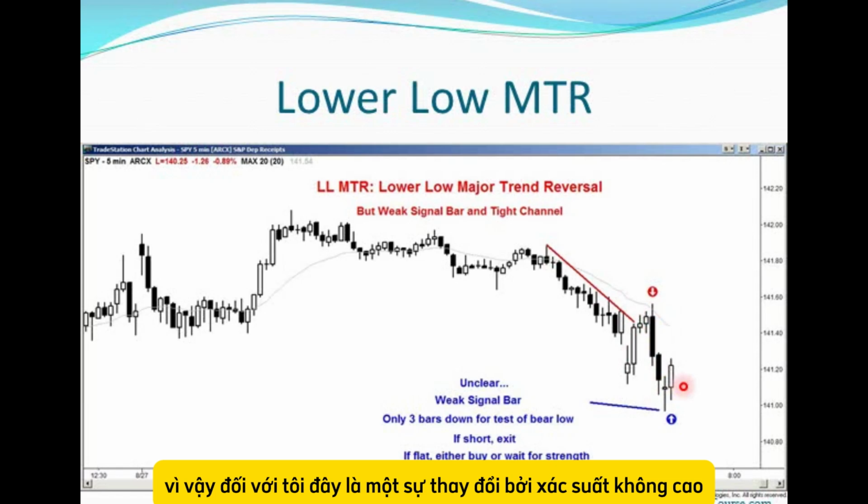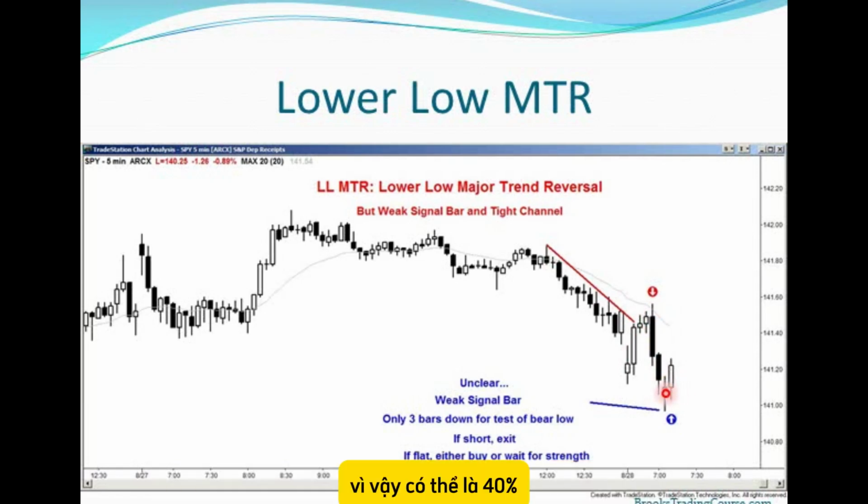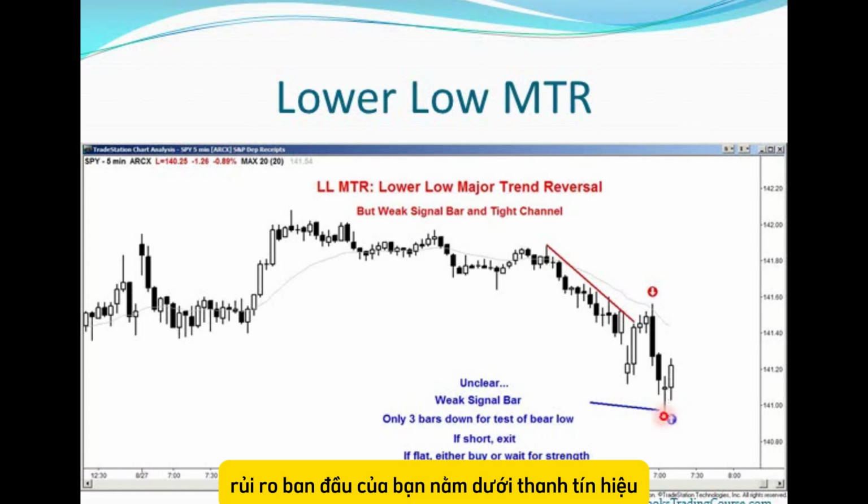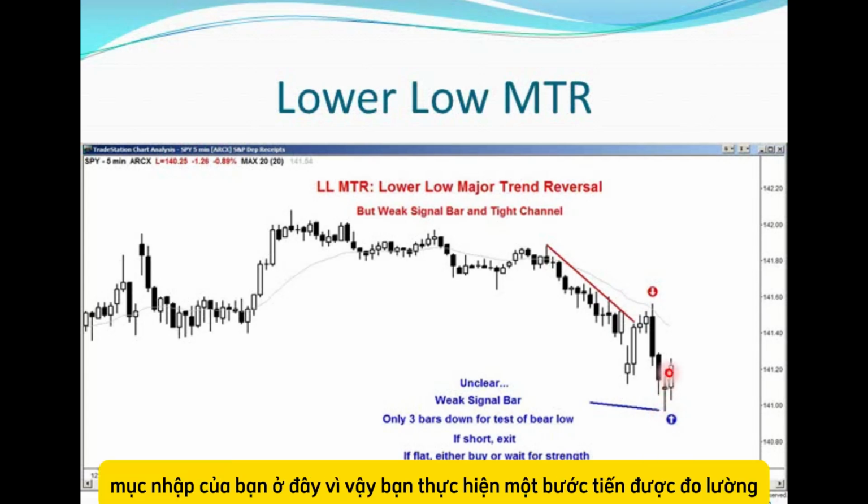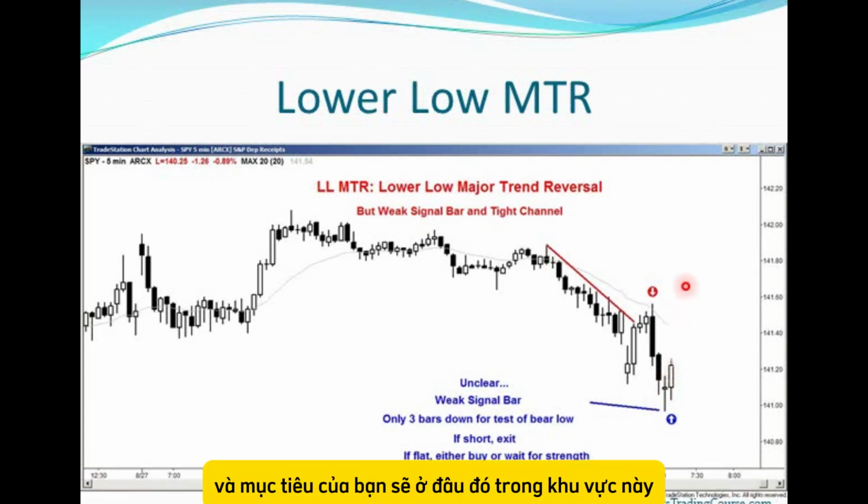So to me, this is a swing buy, not high probability, so maybe 40%. If you're taking a 40% buy, you have to be using a profit target that's at least twice as big as your risk. Your initial risk is below the signal bar. Your entry is here. So you take a measured move up, and your target would be somewhere up in this area.